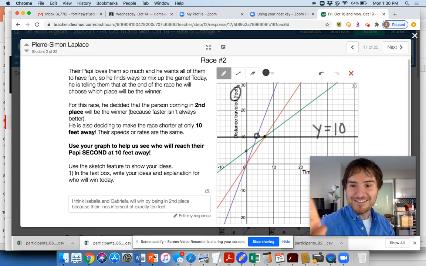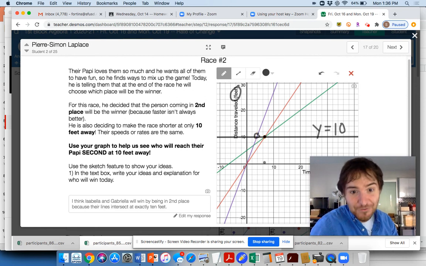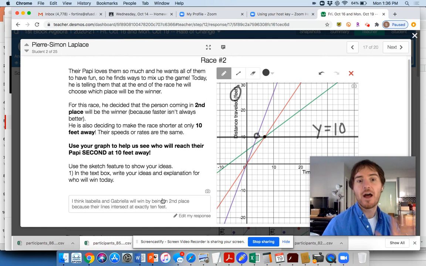What are they meant to say? Can you have 2 people in the same place at the same time? Sure, right? This is 2 people in the same place at the same time. They're both 10 feet away from the starting line at about 6.5 seconds. So I agree with their answer there. Hopefully you see that too.